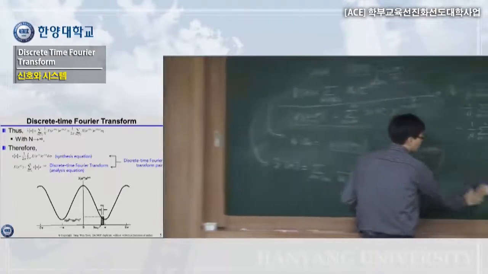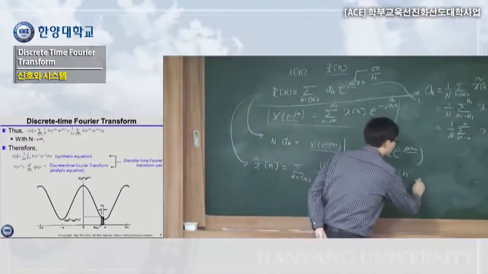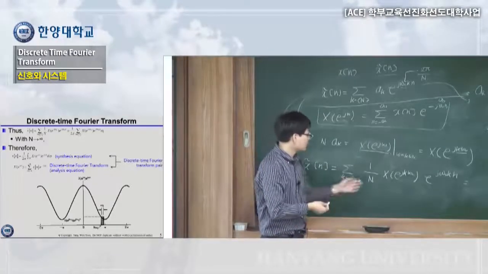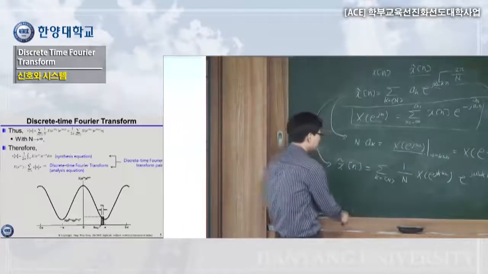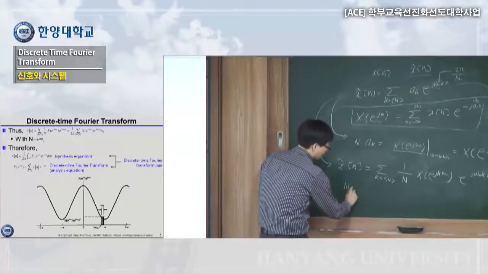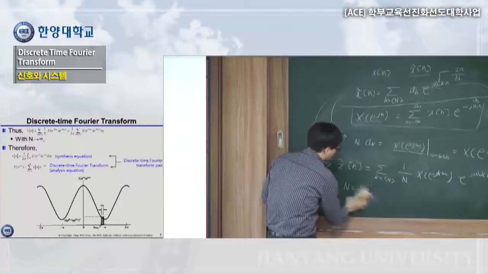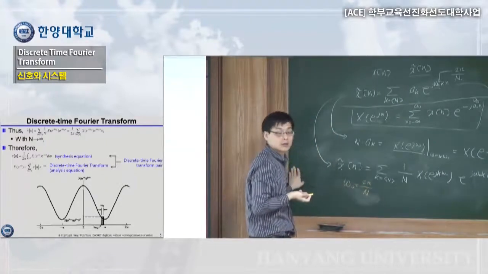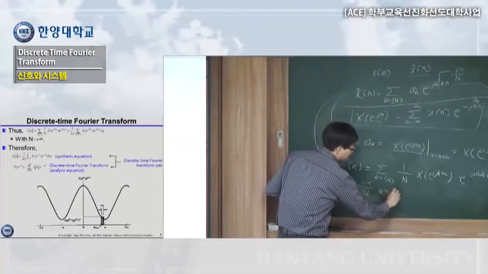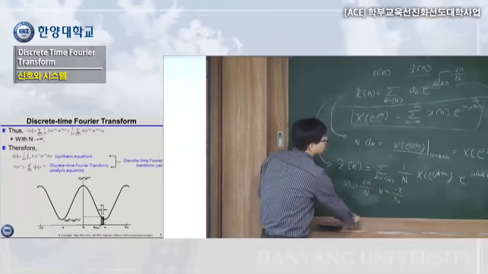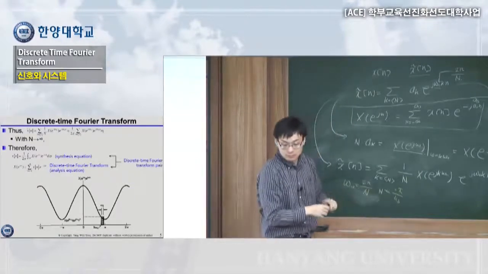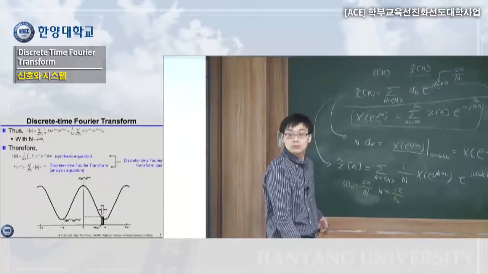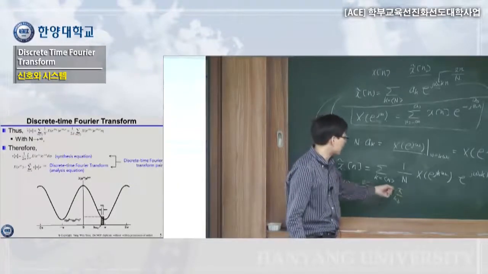So let us rephrase this one a little bit. What is this N? N is a period, right? N is a period, and omega 0 is 2 pi divided by the period. So now N equals what? 2 pi divided by omega 0. Right. So let's switch this N to here.